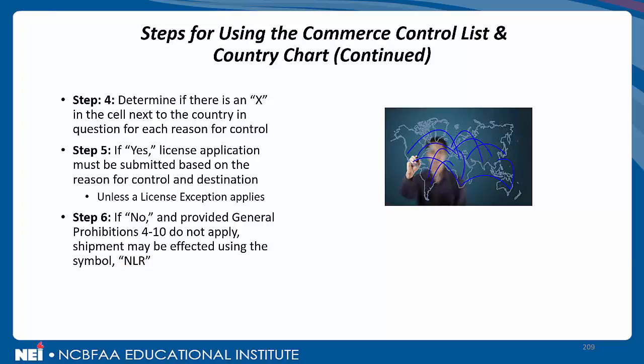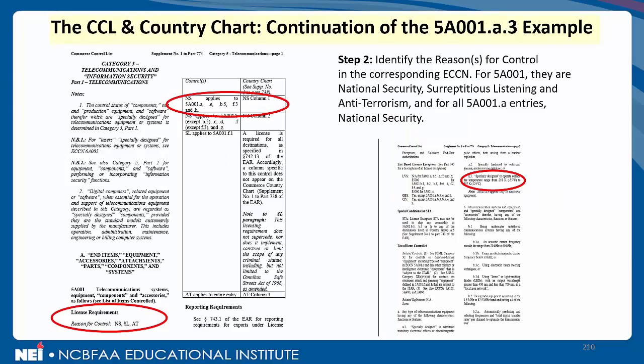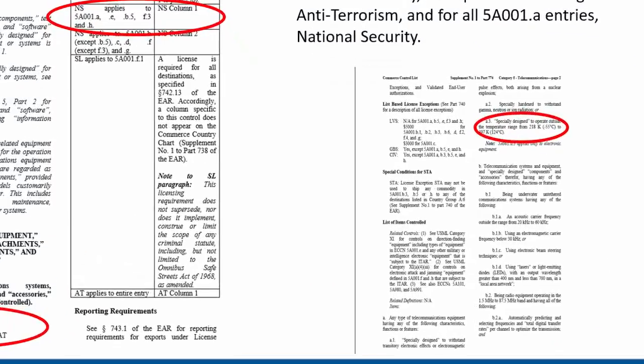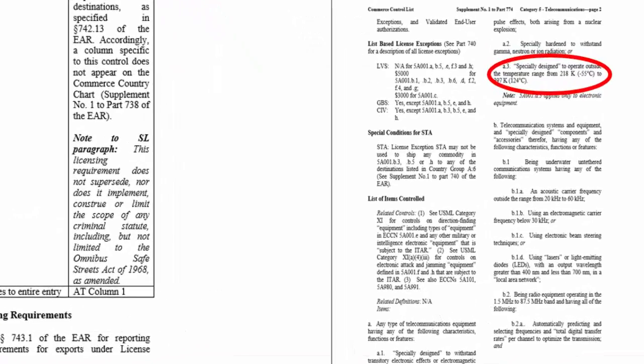Let's bring this story to life. So in this example, we're bringing together the CCL and the country chart by using a continuation of the 5A001.A.3 example. This is the telecom system we've been talking about for some time now. And before we jump into the steps, just to reiterate the point, on the lower right-hand side, the full extension of the ECCN citation 5A001.A.3 is right here where that red circle is.